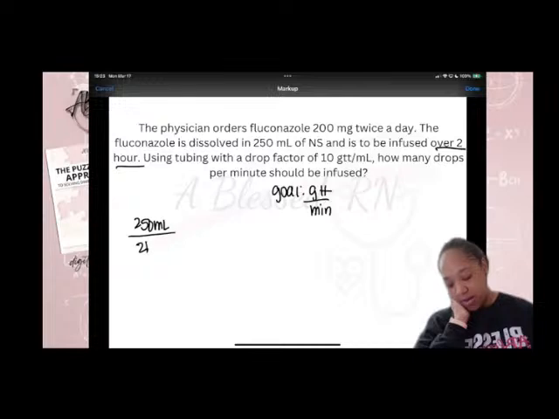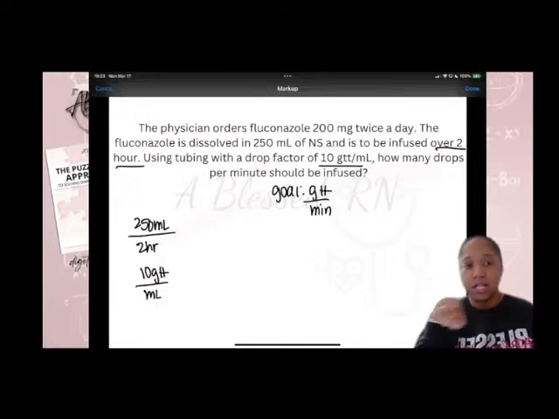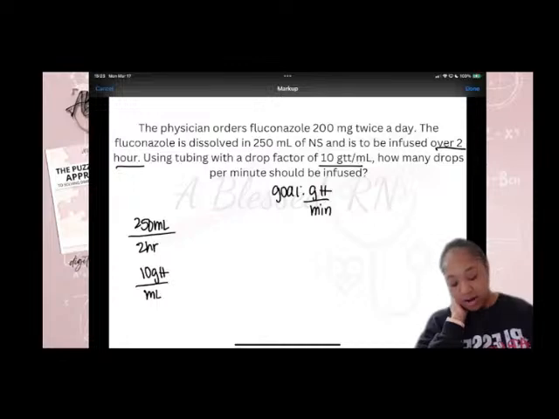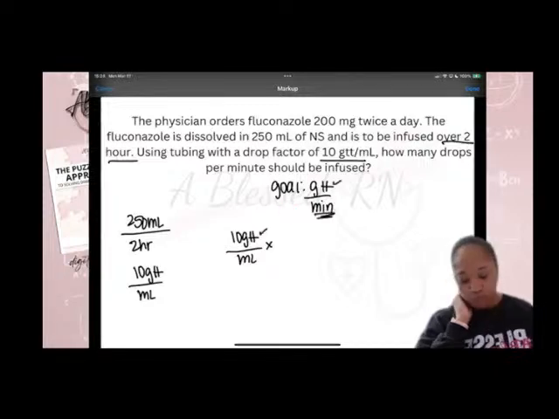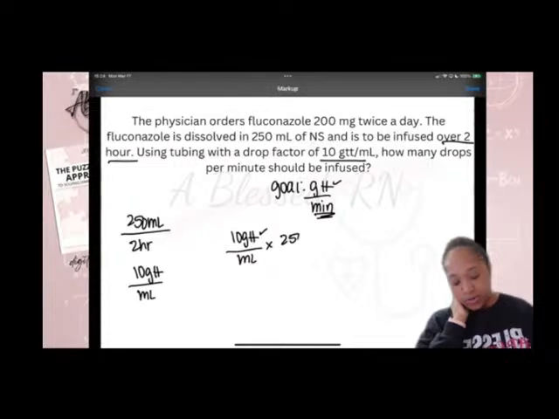2 hours, right? Okay. So then we've got your drop factor is 10 drops per milliliter. So you always need a drop factor if you're doing your gravity drips, okay? So therefore, I'm going to start with what it is I'm looking for: 10 drops per milliliter, okay? So we'll do 250 mLs over 2 hours because that's from my problem, right?